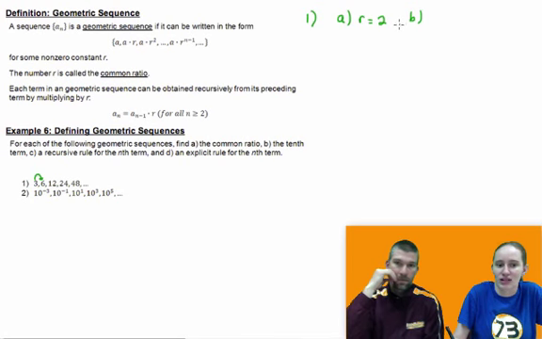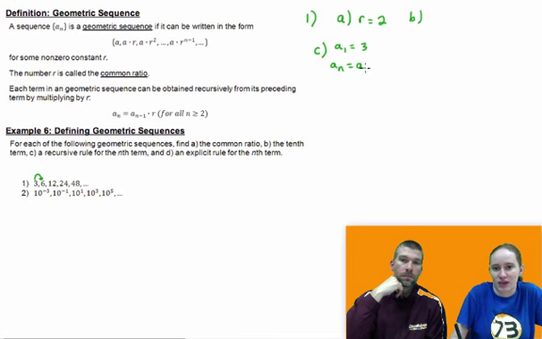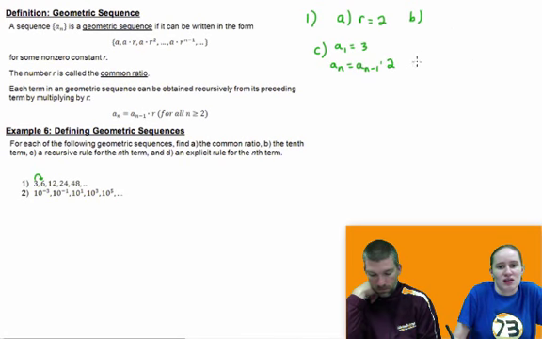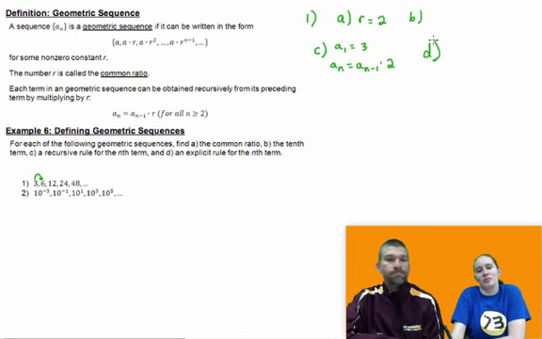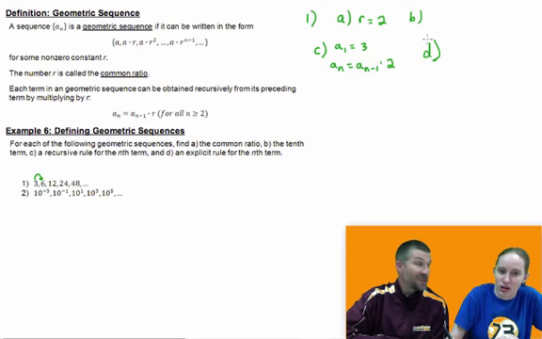Again, I would like to wait until later to plug in the 10th term. Part C, our first term is 3. And every term after that is given by the previous term times 2. Yeah. D. An explicit rule for the nth term. So now, when I plug in 1, I get 3. Right. And whenever I plug in 2, I want to get 6.